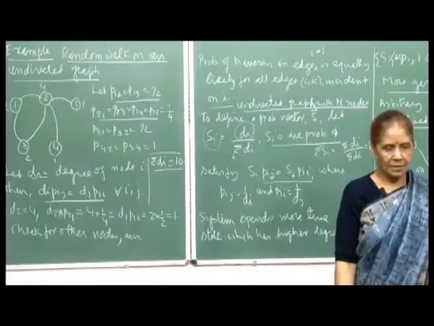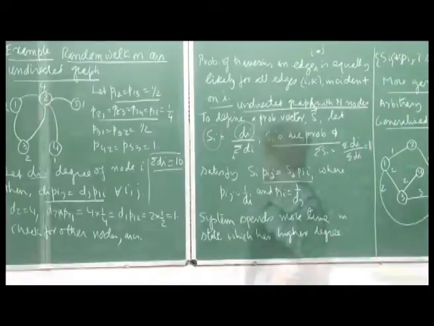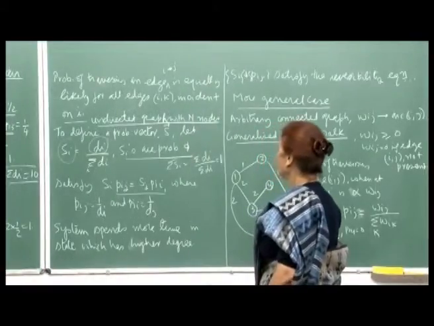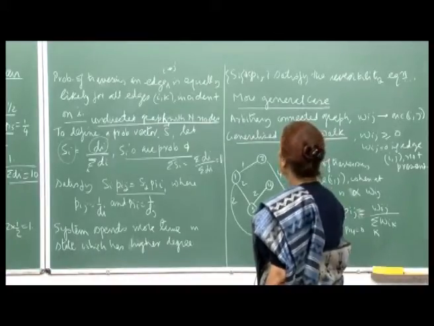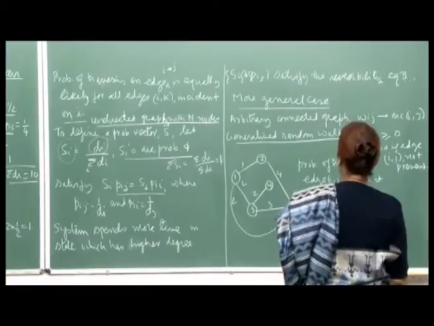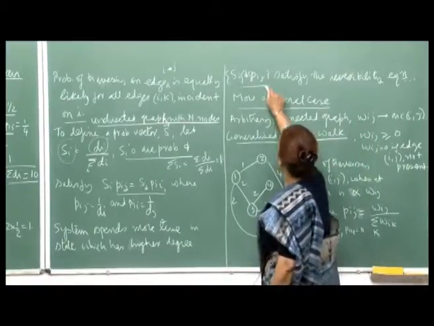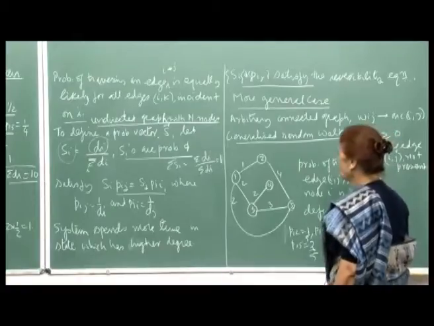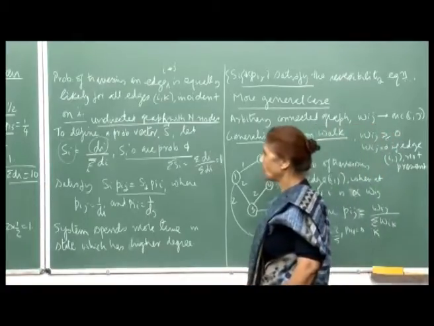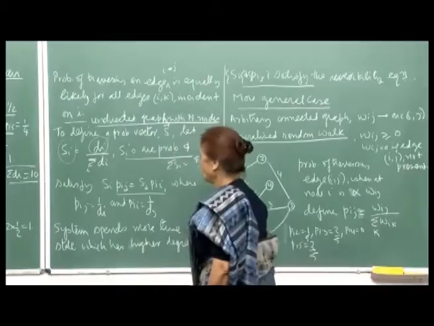And this is what we really want to show, that because of the property of time reversibility, things become so simple. So, this is finally our conclusion, that the S_i's and p_ij's satisfy the reversibility equation, and so the S_i's must be the stationary probability vector.